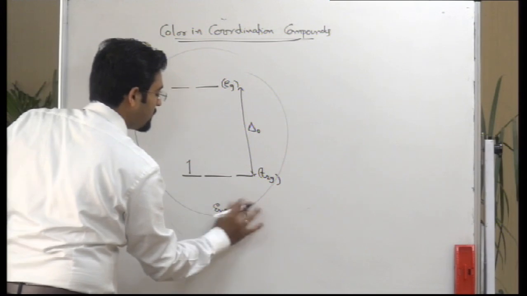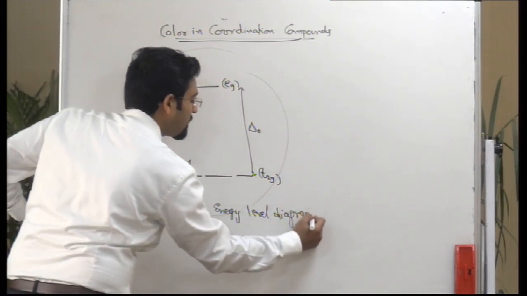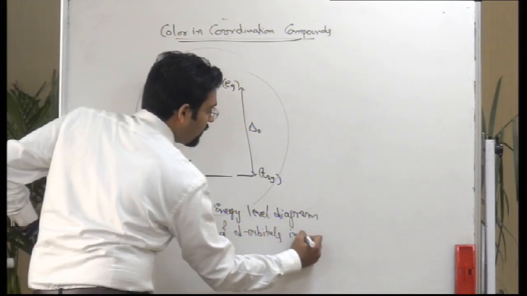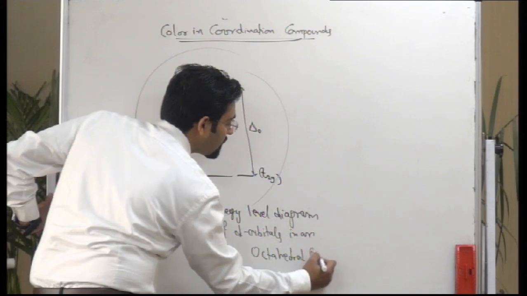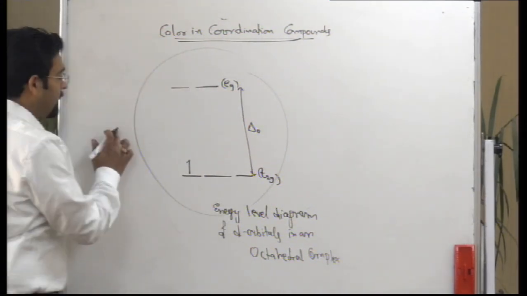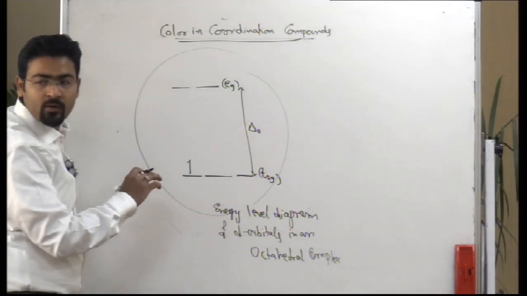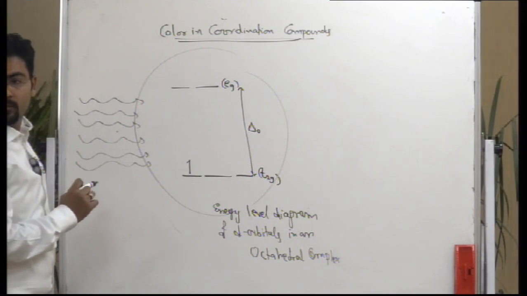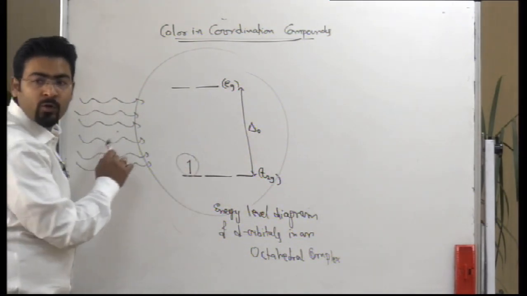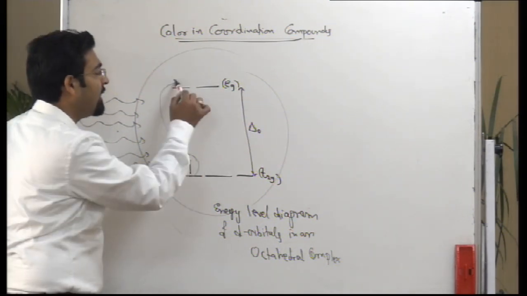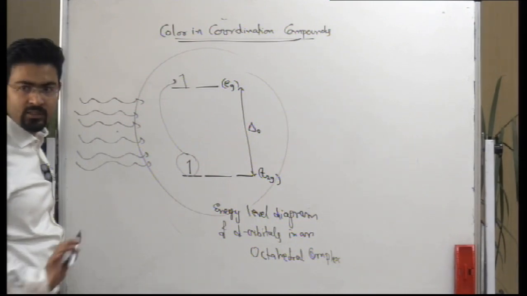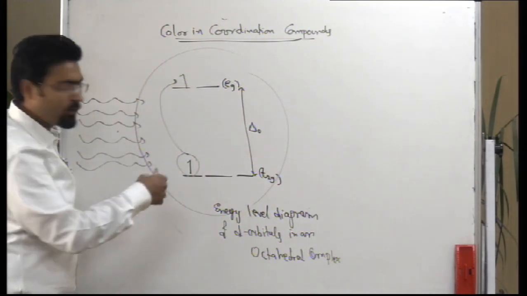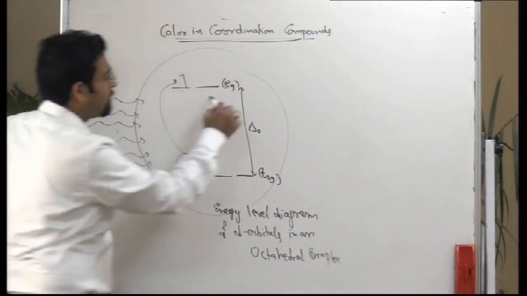This is the energy level diagram of d orbitals in an octahedral complex. Now, if visible light falls on this octahedral complex, what will happen? This electron may absorb one of the photons which is sufficient for it to excite and go to the higher energy state. And all those other radiations whose photons have higher or lower energy, which were not sufficient to excite this electron, will come out as they are.